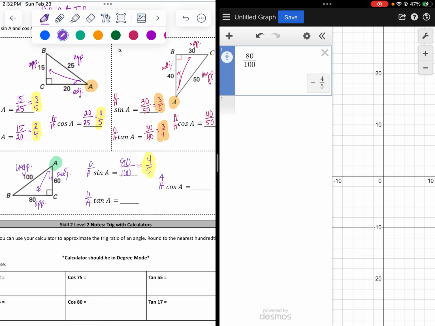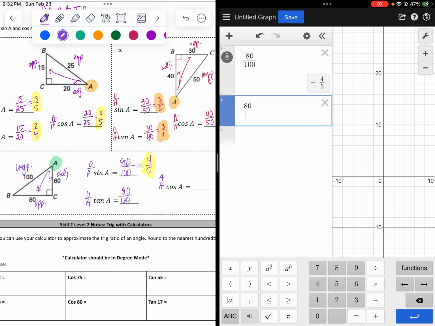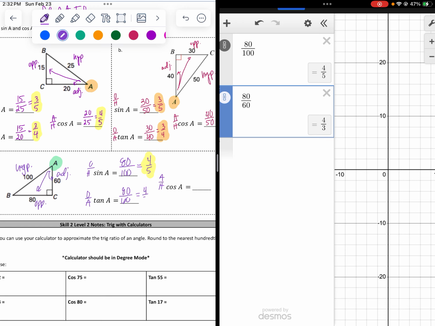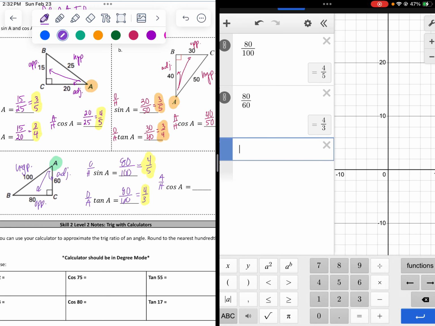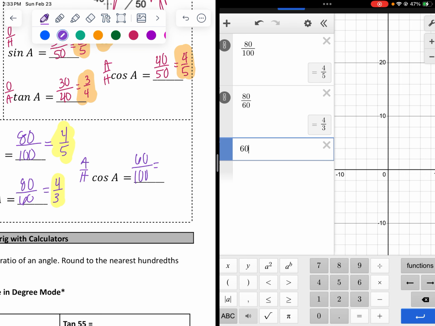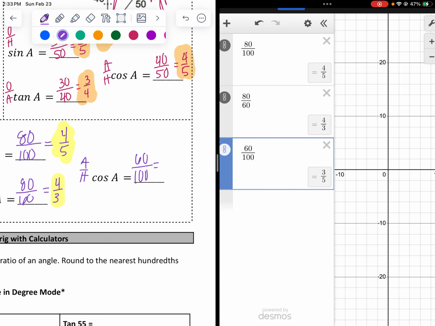Okay, and then I'm going to do tangent. I have my opposite side, which is 80, all over my adjacent side, which is 60. 80 divided by 60. Nice, it reduces to 4/3. And then last but not least, I have cosine of A, so my adjacent side is 60, all over my hypotenuse, which is 100. So I'm going to type in my calculator, 60 divided by 100. It gives me a fraction of 3/5. Nice.